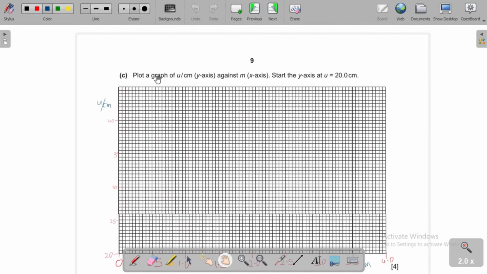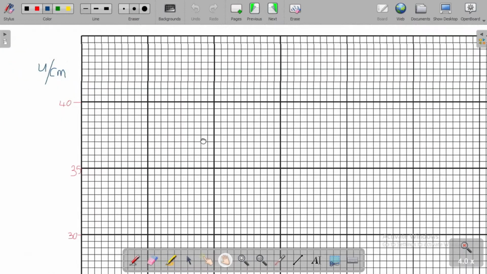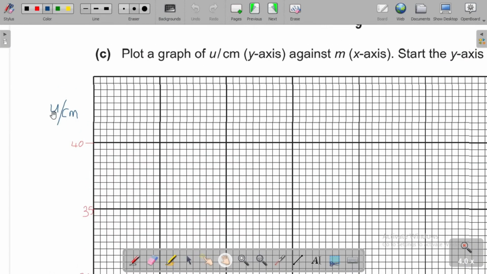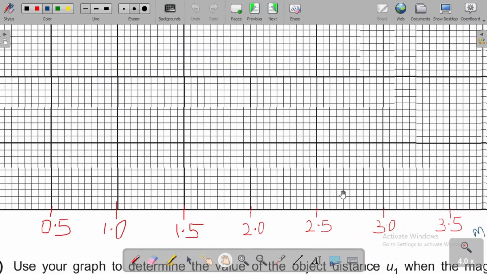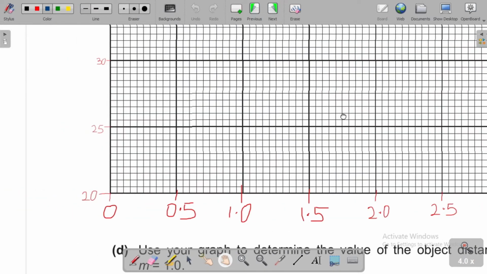Okay. Plot a graph of u in cm cube on the y-axis against m on the x-axis. Start the y-axis at u equals 20 cm. Let me make this graph a little bigger for you to be able to appreciate it. So I have my u here. This is my u in cm cube. Whenever you want to plot a graph, you must show your axis. This is u in cm cube on the y-axis, and then the second one, m on the x-axis, that gives you 1 mark.